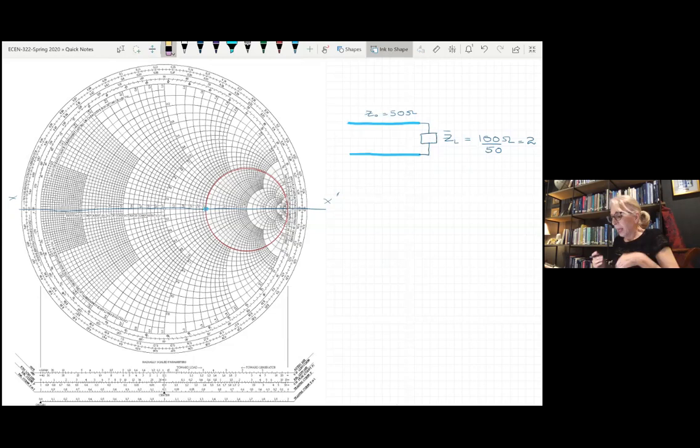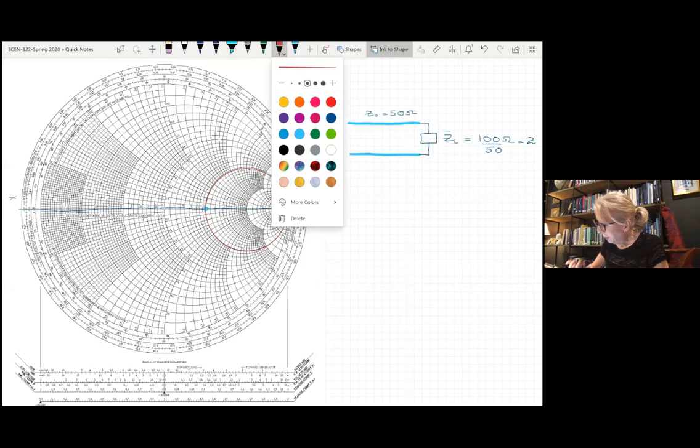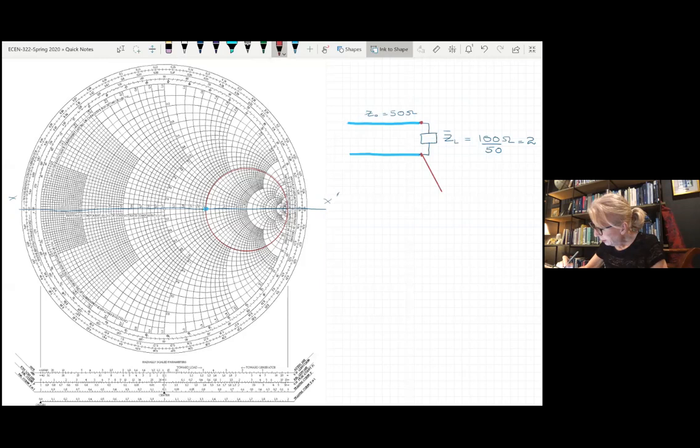So if I were to go to this load and I want to practically add in parallel with this load a stub, and let's assume, not that I will do this that way, but let's assume that I add here a stub like this. And let's assume that this stub is open circuited. What that means is that the equivalent to doing that is as if I place at the end of this line, so if this is my load, ZL normalized, as if I place here another load that comes from the stub. Okay, so that's number one.